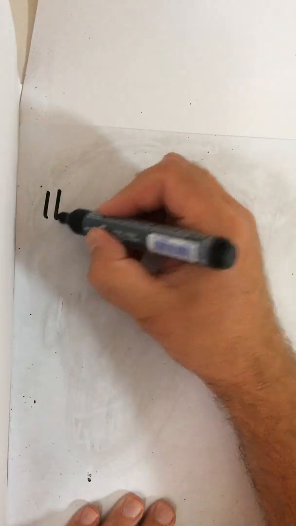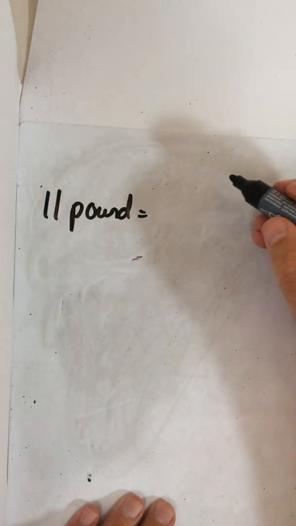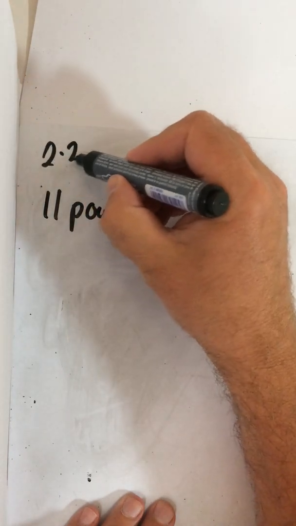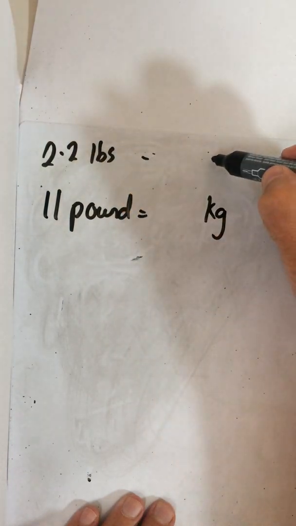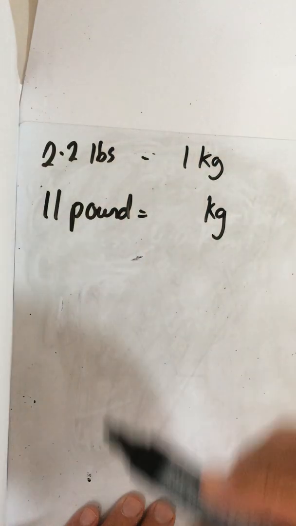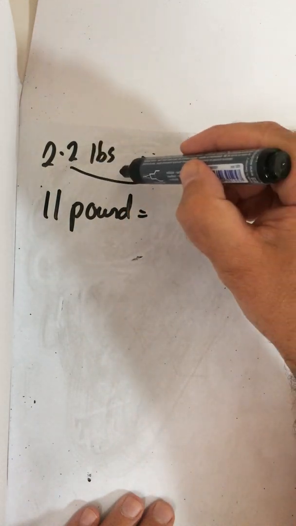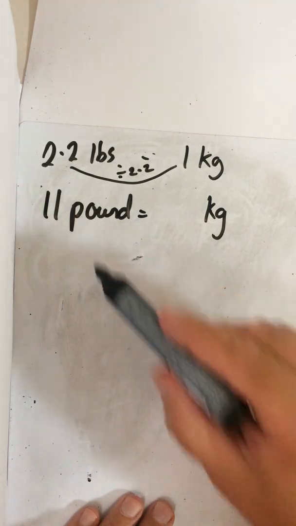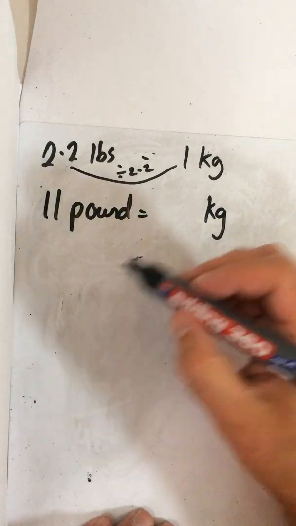Right, 11 pounds equals how many kilograms? Now I know that 2.2 pounds is 1 kilogram. So if I want to go from here to here, let's go this direction first, that would be dividing by 2.2. So I could do 11 divided by 2.2, which would be all right to do. Okay, we have a method of doing that.